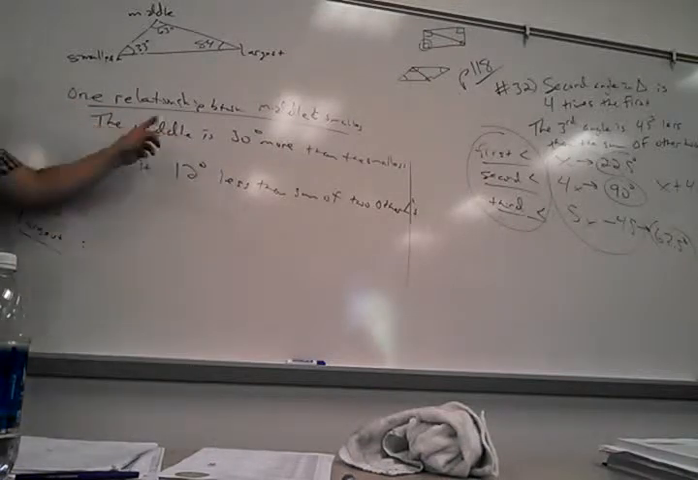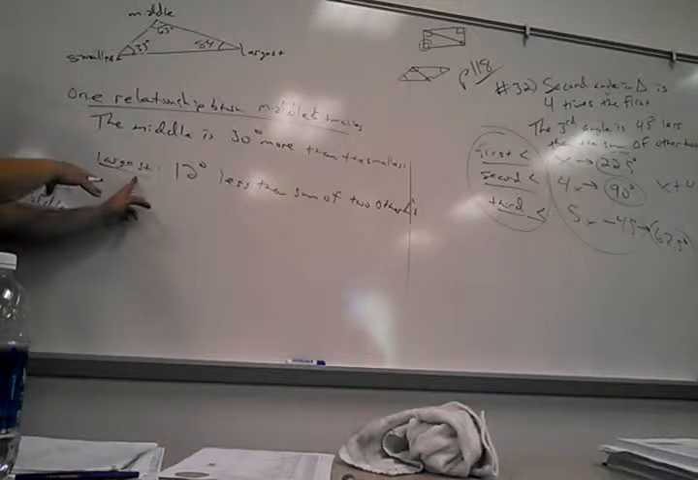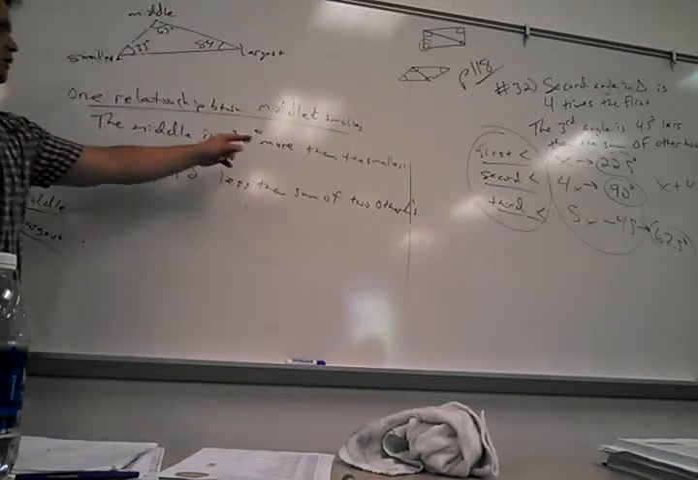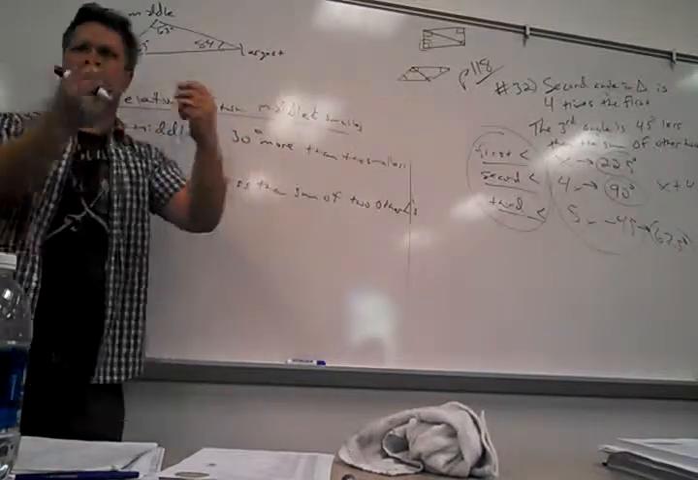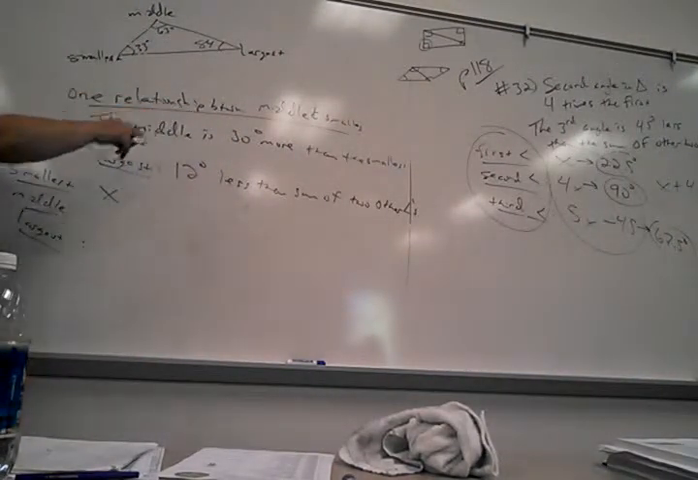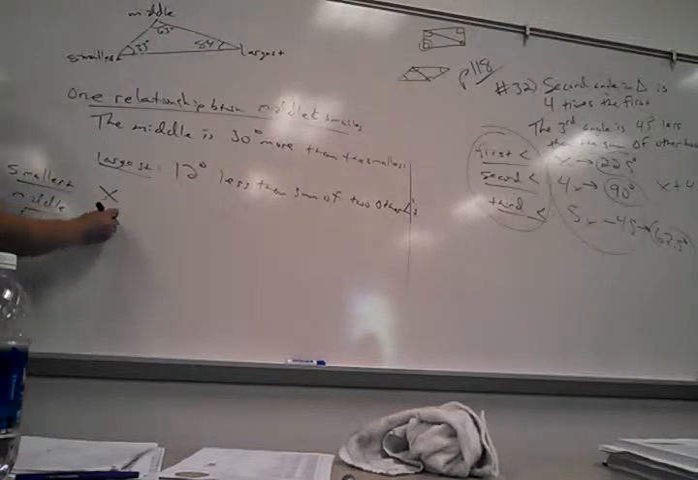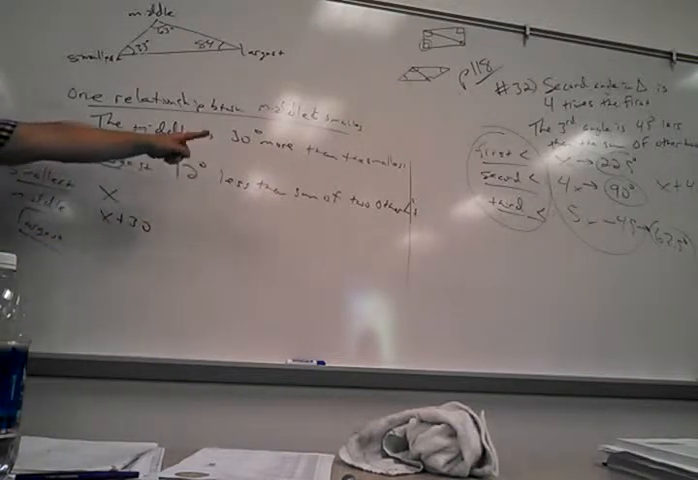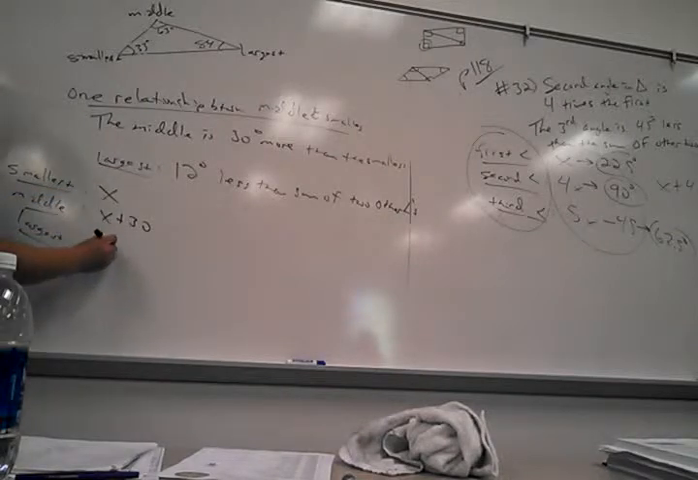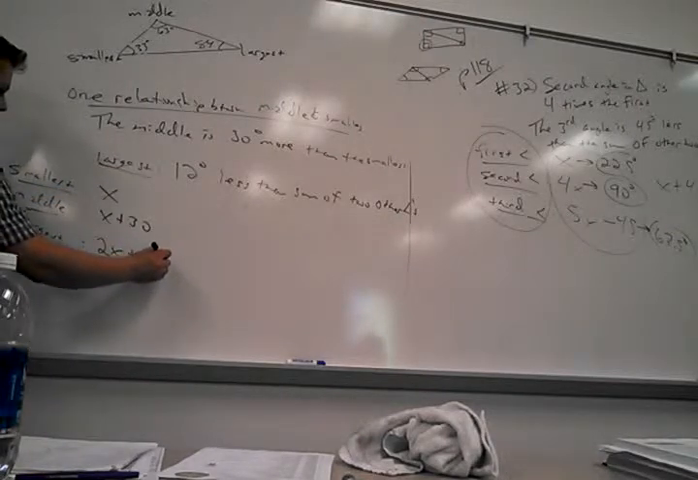Yeah, the smallest one, because the middle one depends on it, and the largest one depends on both of those. So everybody somehow depends on the smallest one. He's what starts everything off. So the smallest one is x. What's the middle one? x plus 30. And the largest is 12 less than the sum of these two. Careful, it'll be x plus 2x plus 30 minus 12.